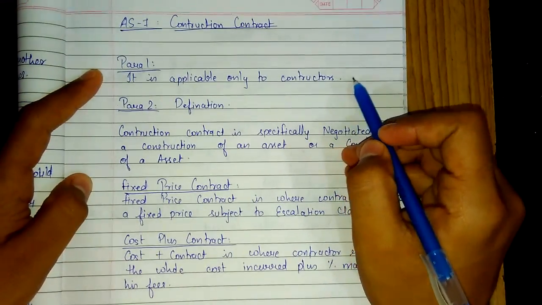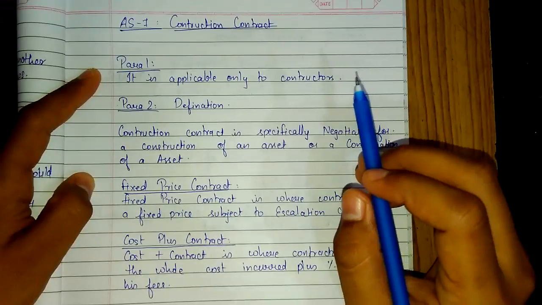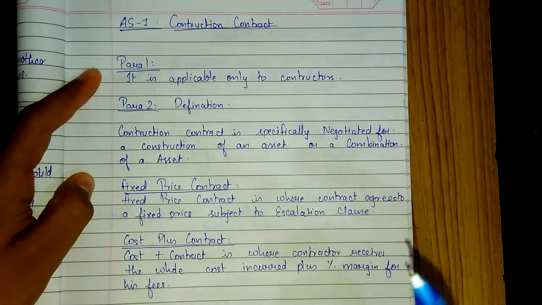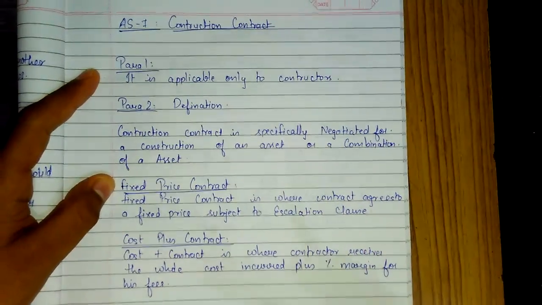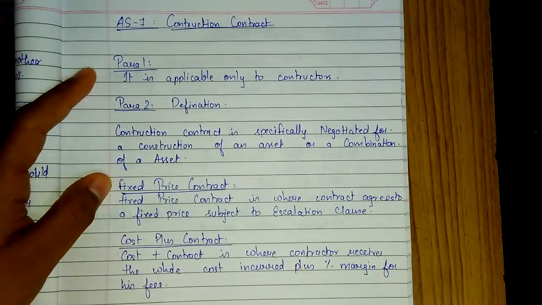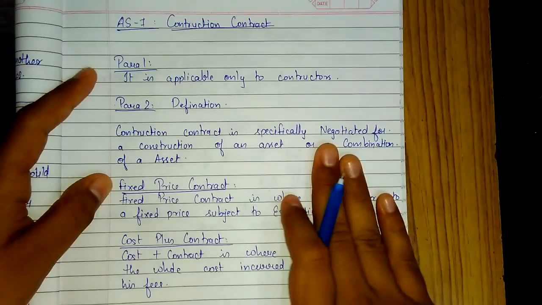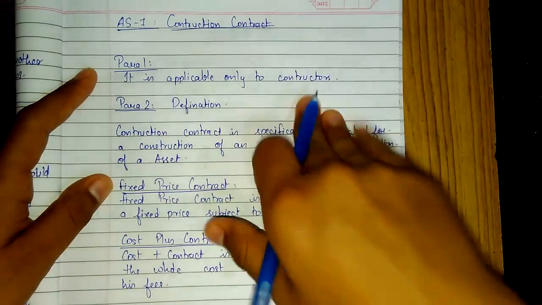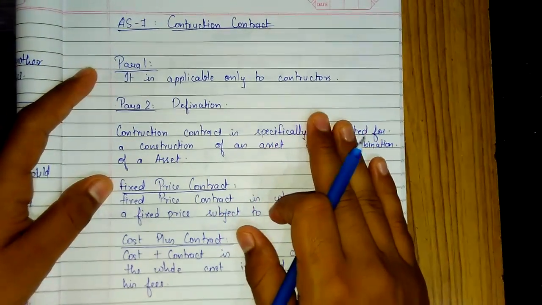Such construction contracts do not complete in a year or so, it takes more than 3 to 4 years. Most of the times it may take 5 to 6 years. So how we have to account for that, how we have to recognize the profit, the cost, and the revenue is shown in this accounting standard, that is construction contract.